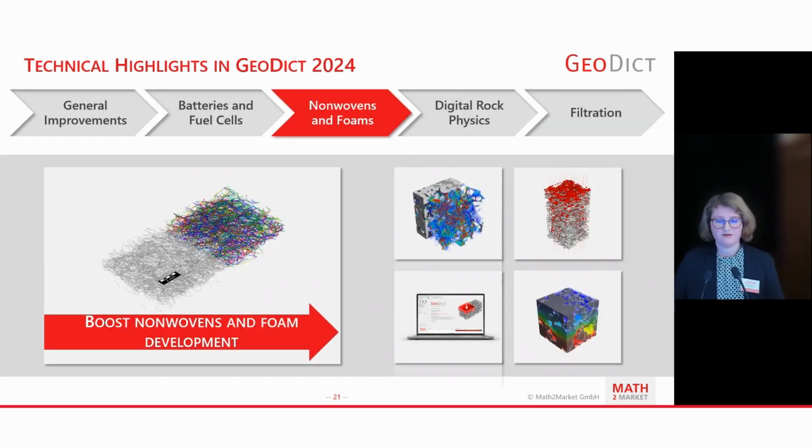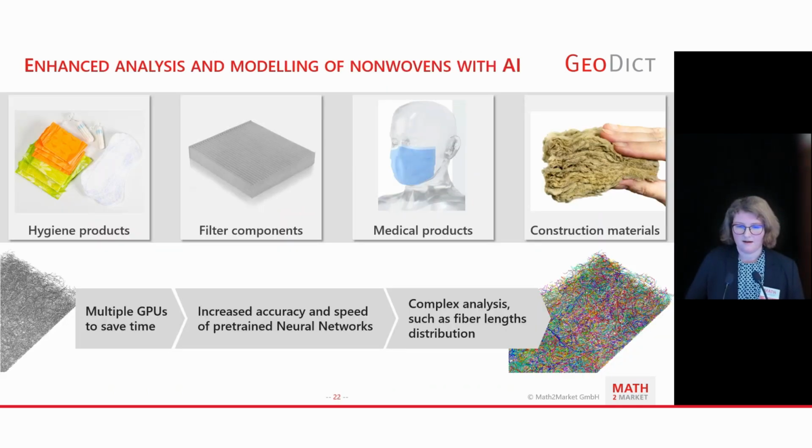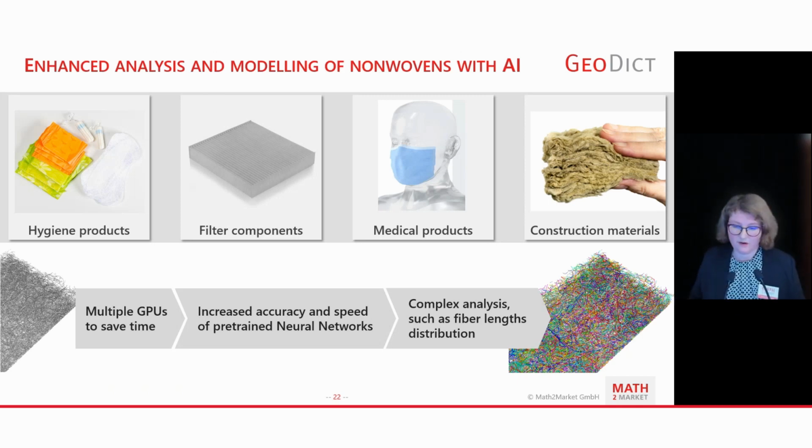Now we move from batteries to nonwovens and foams. Those are materials that we regularly encounter in our daily life. They are in hygiene products such as paper tissues, they are in filters, they are in medical products like the face masks we now all know. And they are also, for example, in the insulation in our attic at home.